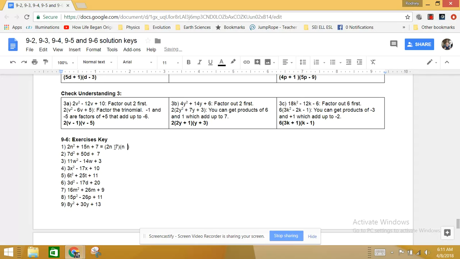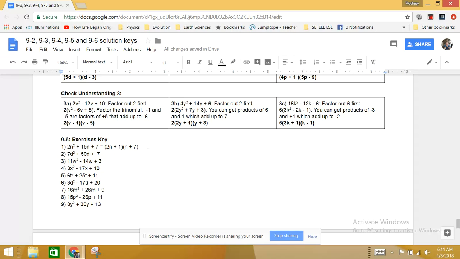So I'll show you what we end up with. And there's a plus, of course. That gives me an inside product of 7n and an outside product of 2n. 7n and 2n are 9n. That doesn't give me what I want. So I immediately know I can just switch these up, and that should work.